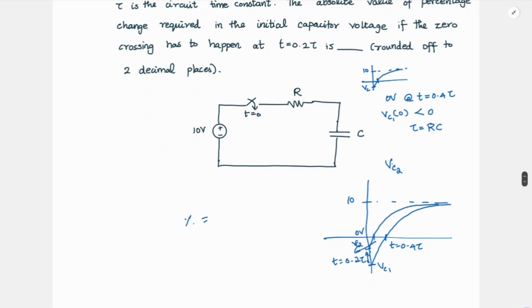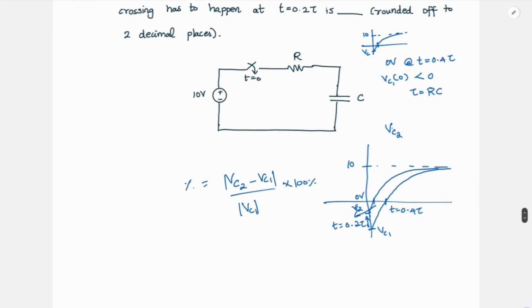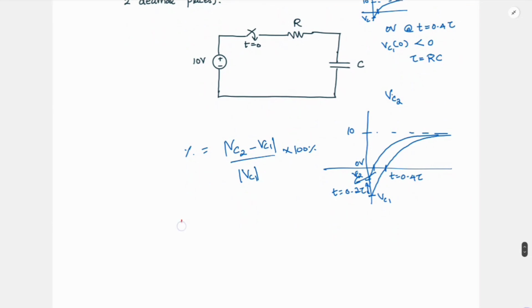So percentage change is nothing but your VC2 minus VC1 by VC1. Since it is negative here, you can take modulus into 100%. Okay. So now let us try to find it. So for this RC circuit, for t equal to 0, your VC of 0 plus is, let's say, some VC1 initially for the first case.